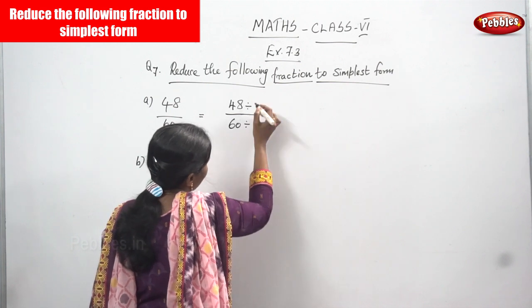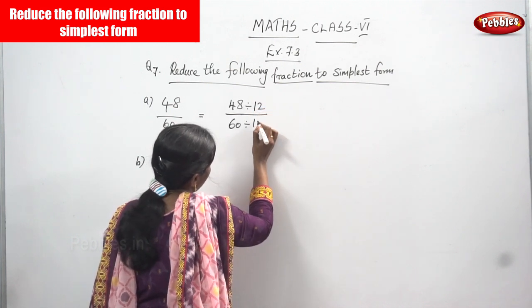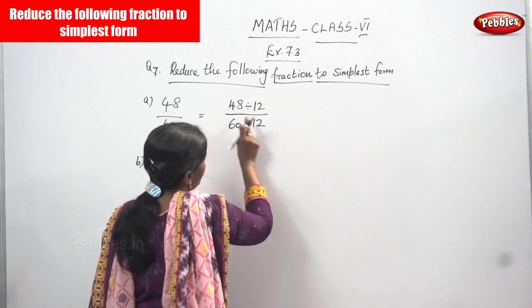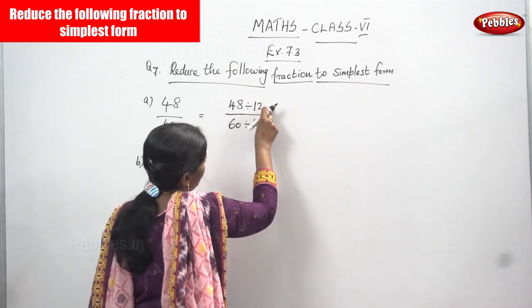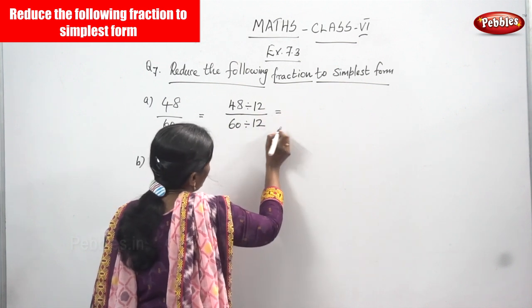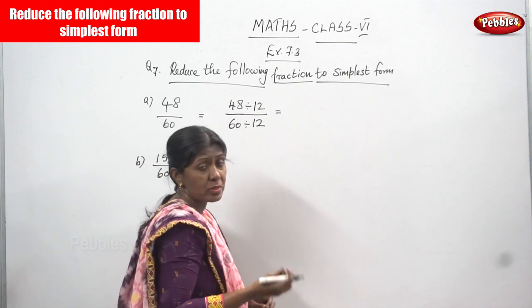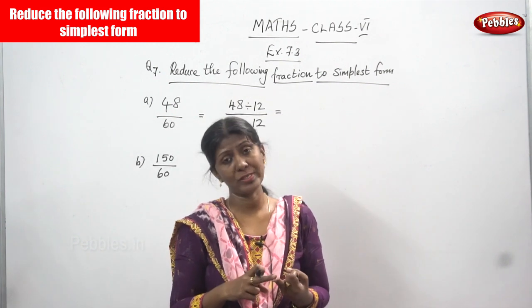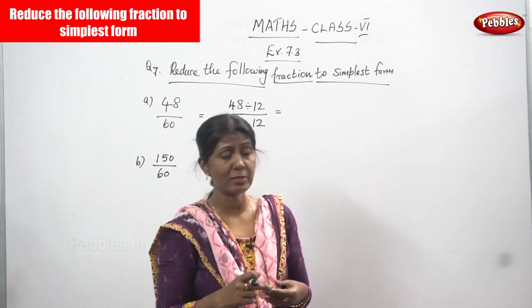So I have taken 12. Here also I am going to divide by 12. So numerator 48 is divided by 12 and denominator 60 is divided by 12. So what do you get? You must use the 12 table. 1 12 is 12, 2 12s are 24, 3 12s are 36 and 4 12s are 48.